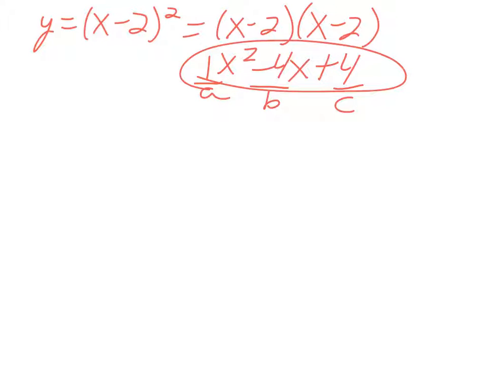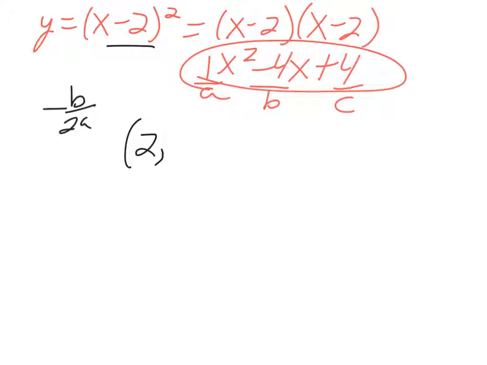So to find my axis of symmetry, which remember is negative b over 2a, we're just going to look at this right here. We're going to take that number, and we're going to write the opposite of it. So it's going to be 2 then. So that is going to be my axis of symmetry there.